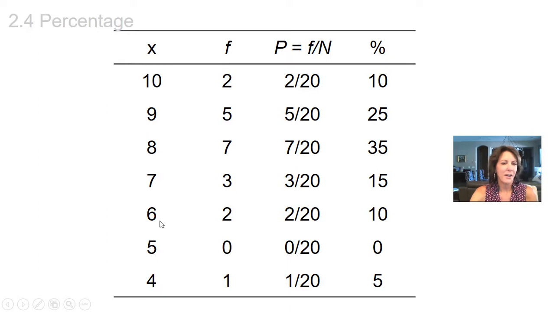So let's take a look at another one. Let's take a look at a score of 8. There are 7 people that got a score of 8, so that's 7 out of 20 total. To be able to figure this out, I need to find the decimals. So 20 goes into 7, and it's 0.35. I multiply that by 100 to get 35%. All right, and your percentages will all add up to 100. Your numerators of your proportions will all add up to the total n.